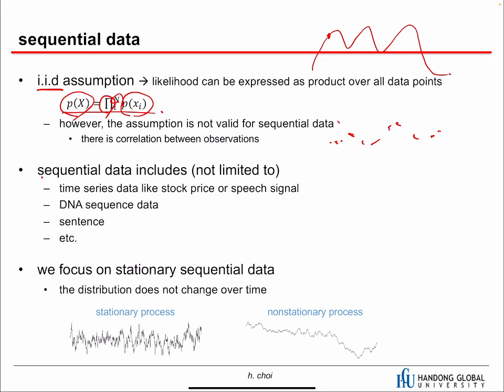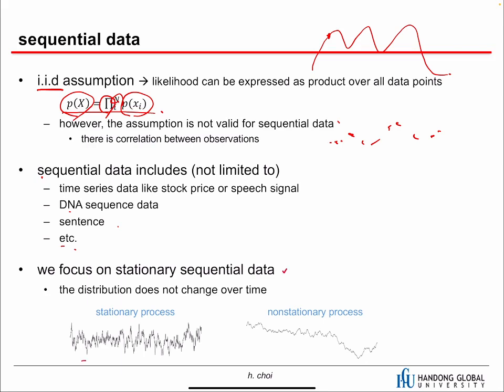And the sequential data includes time series data like stock prices, speech signals, DNA sequence data, and sentences. A sentence is a sequence of words. And there is a lot of other sequential data, including sensor signals and so on. And we focus on stationary sequential data.